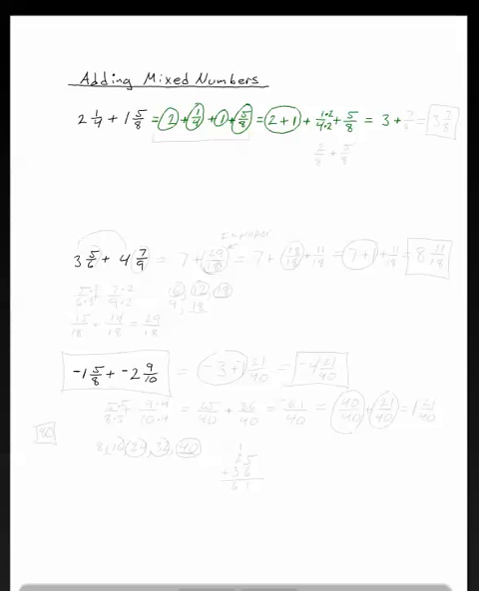And this gives us a new problem. 2, because 1 times 2 is 2, and then 4 times 2 is 8, plus our 5/8. Well, 2/8 plus 5/8 is 7/8. And 3 plus 7/8 is just the mixed number, 3 and 7/8.